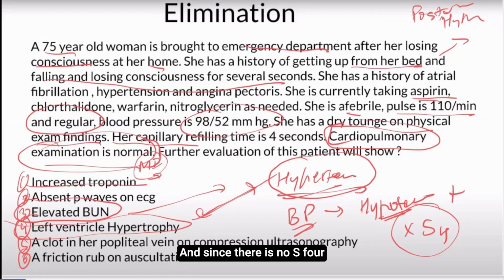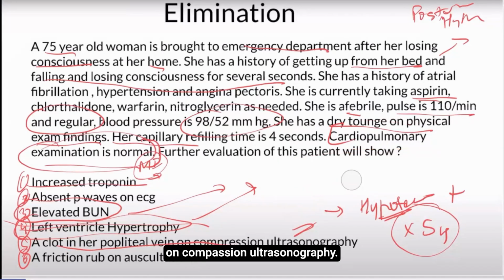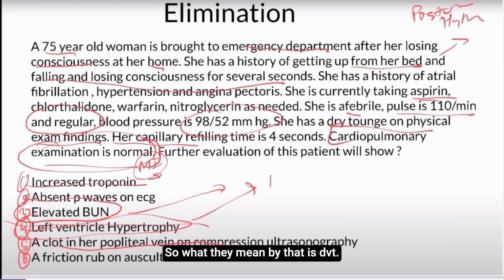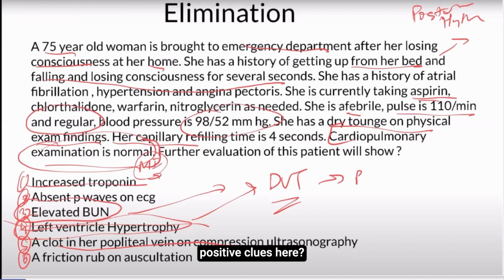And since there is no S4 sound, that is a negative clue, and that's telling you this is not the answer, even though there are positive clues. A clot in her popliteal vein on compression ultrasonography. So what they mean by that is DVT. And look at her, she's 75, doesn't fit the paradigm, not on OCPs, but we'll get into that as well. But what are the positive clues here?